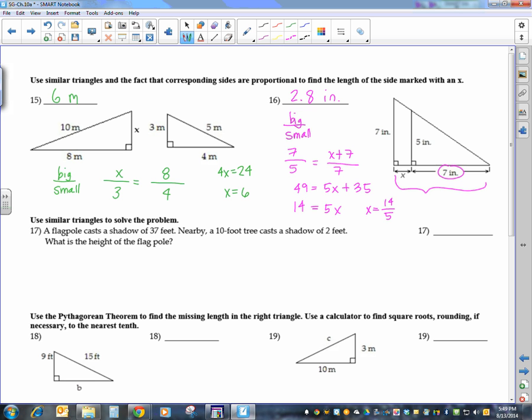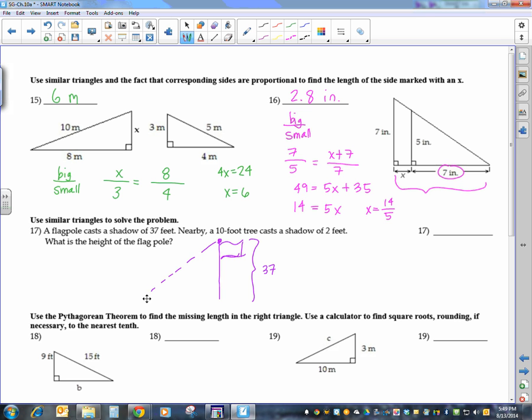Use similar triangles again to solve the problem. We have a flagpole that casts a shadow of 37 feet. I'm not an artist, so that's my flag, something like that. And my flag is 37 feet high. And it casts a shadow.